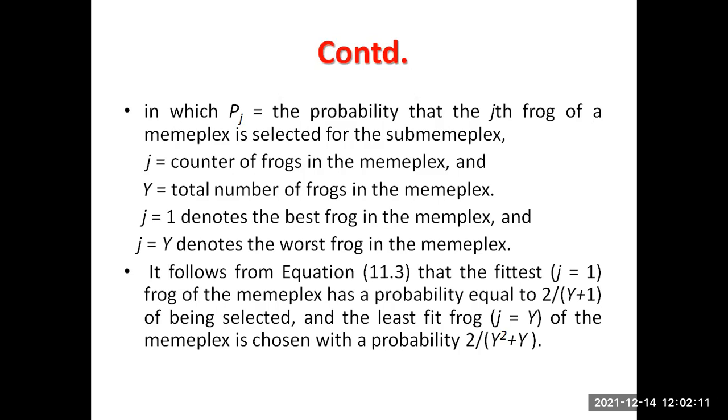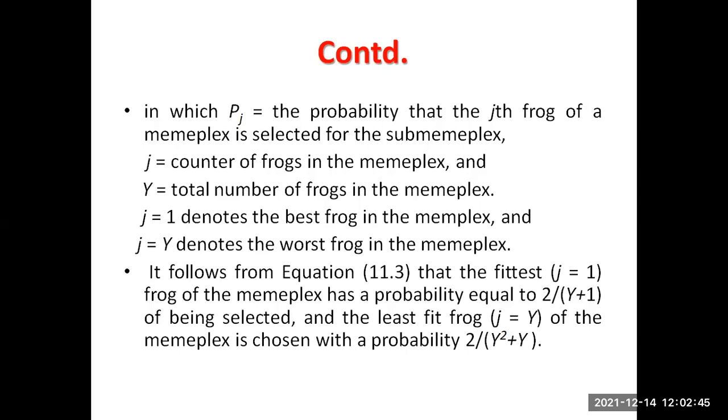Now j is the counter of the frogs in the memplex. This is a kind of counter of how many frogs there are. y is the total number of frogs in the memplex, so that we know j equal to 1 denotes the best frog in the memplex. So 1 is always the best, and j equal to y denotes the worst frog in the memplex. This is the way we are going to decide.